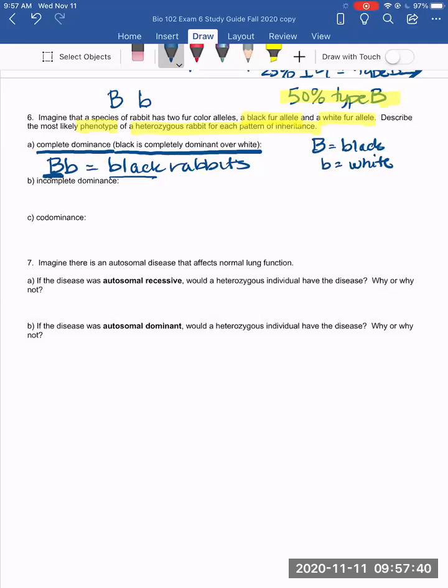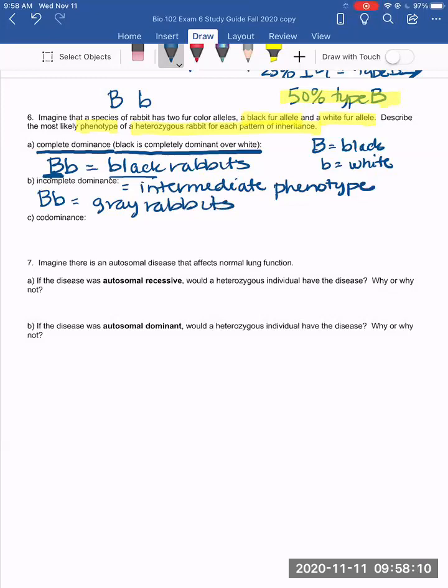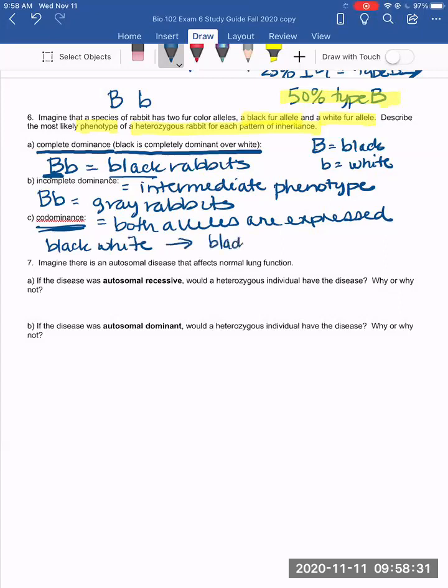Incomplete dominance. You have to remember what this one means. If the pattern is incomplete dominance, then the phenotype is an intermediate. So remember, this means intermediate phenotype. It's somewhere between the two. So if we blended black and white to get that intermediate, that would probably be gray. Codominance, that means both alleles are expressed. So a heterozygous individual, if you have a black gene and a white gene, that's going to give you black and white together. So it could be black and white spotted, black and white striped. Either of those would be a possibility.